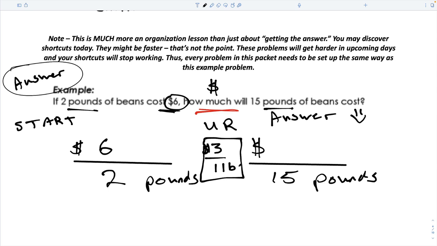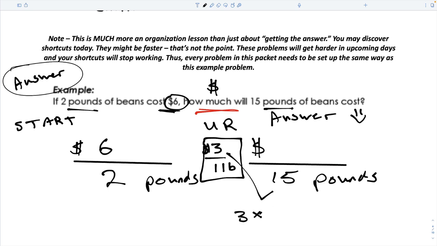Now that you have a unit rate, you have something really important. Because with this number, I can solve any amount of pounds I want to buy and give the amount of money I need. If I'm buying 2 pounds, how much does it cost me? 6. If I'm buying 3 pounds, how much? 9. I'm taking the unit rate and multiplying it by however many pounds I buy. So what do I do with this 3, Addie? I multiply it by 15. Take your unit rate and multiply it.